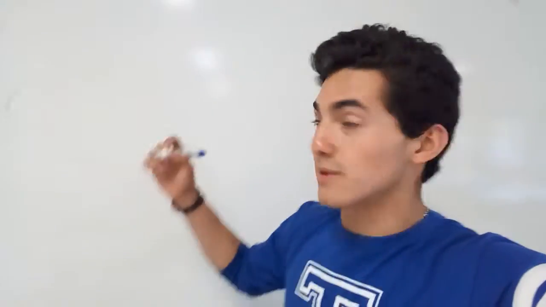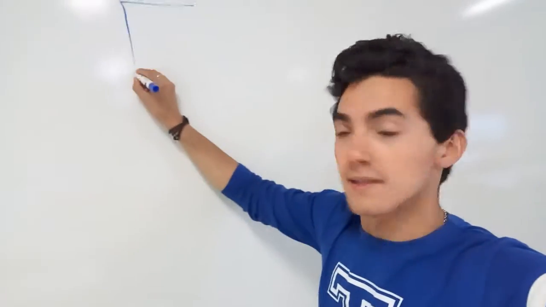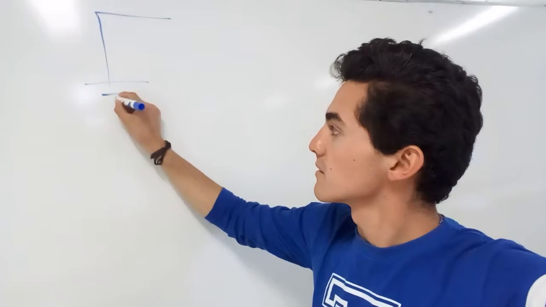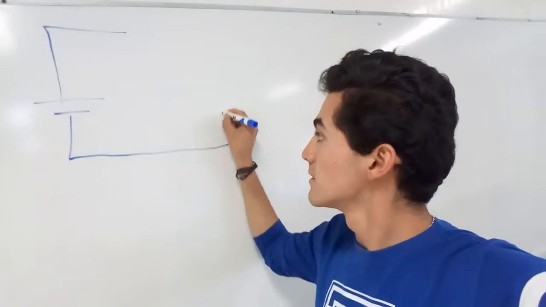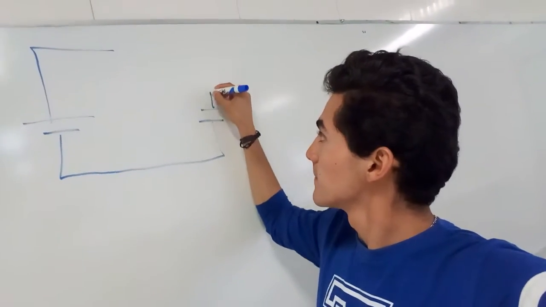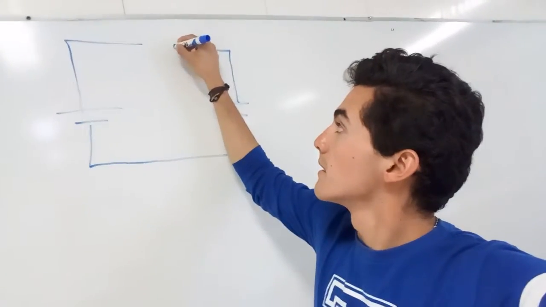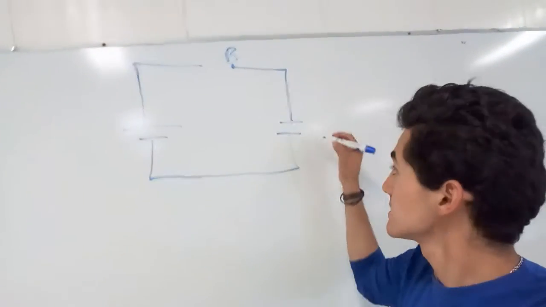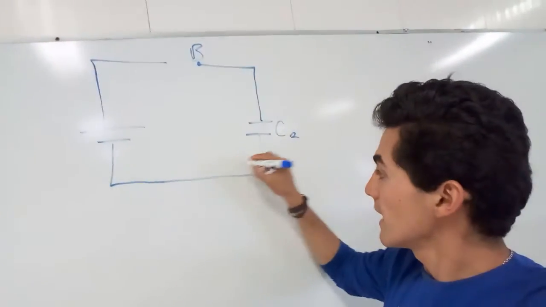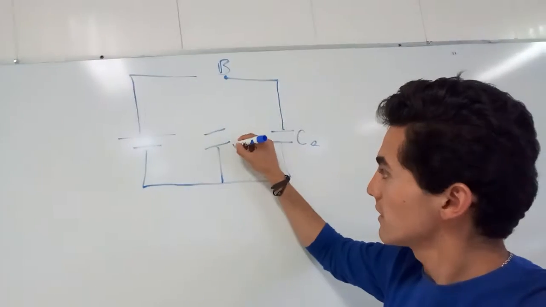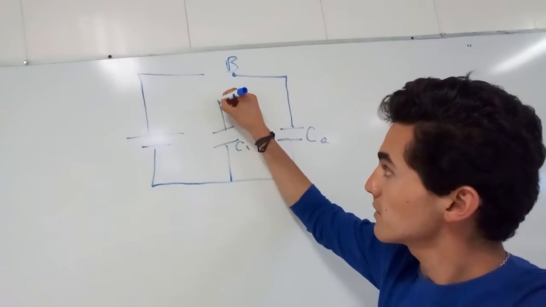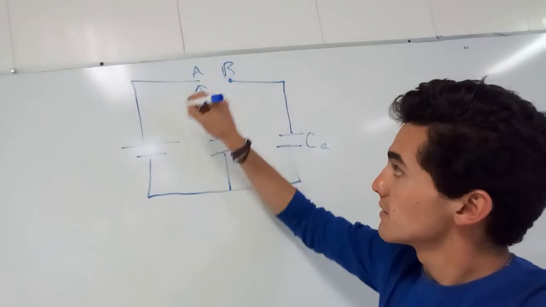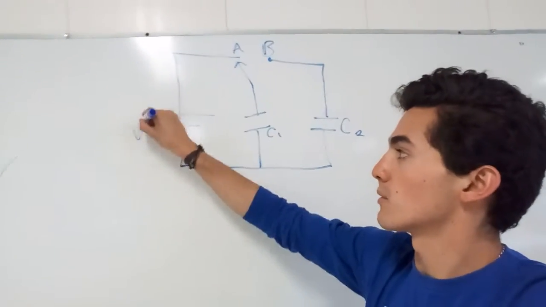I'm going to solve the third partial exam of electricity and magnetism. We have a circuit that is something like this. Here we have a capacitor, and here we have another capacitor, but here we have a switch, and here we have our battery.